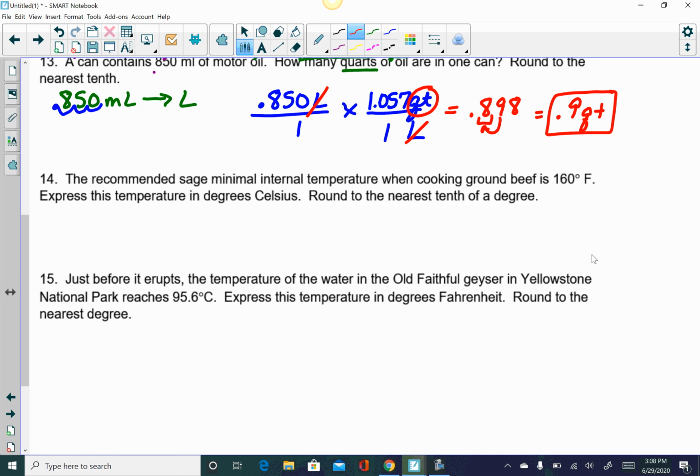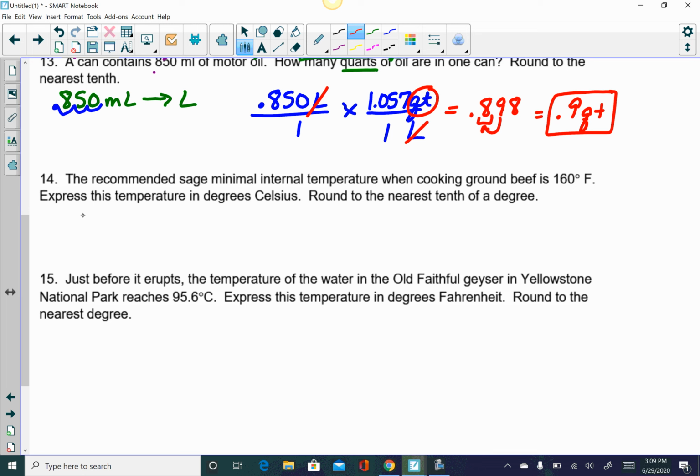All right, move on down into number 14 and 15. This is looking at your temperature conversions. If you feel good with these two formulas, then you might want to pause the video and try the formula first for yourself. If not, here's another explanation using these formulas. They tell you in number 14 that the recommended safe minimal internal temperature when cooking ground beef is 160 degrees Fahrenheit. They want us to convert that temperature to degrees Celsius and round to the nearest tenth.